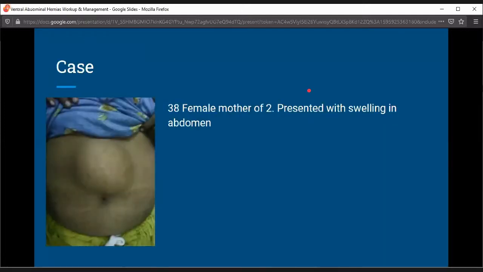We have another patient. Now, this is a 38-year-old female, mother of two, and she has presented with a swelling in her abdomen. Now, I would like you guys again to tell me what type of hernia she might be having. Is it an umbilical hernia or a paraumbilical hernia?